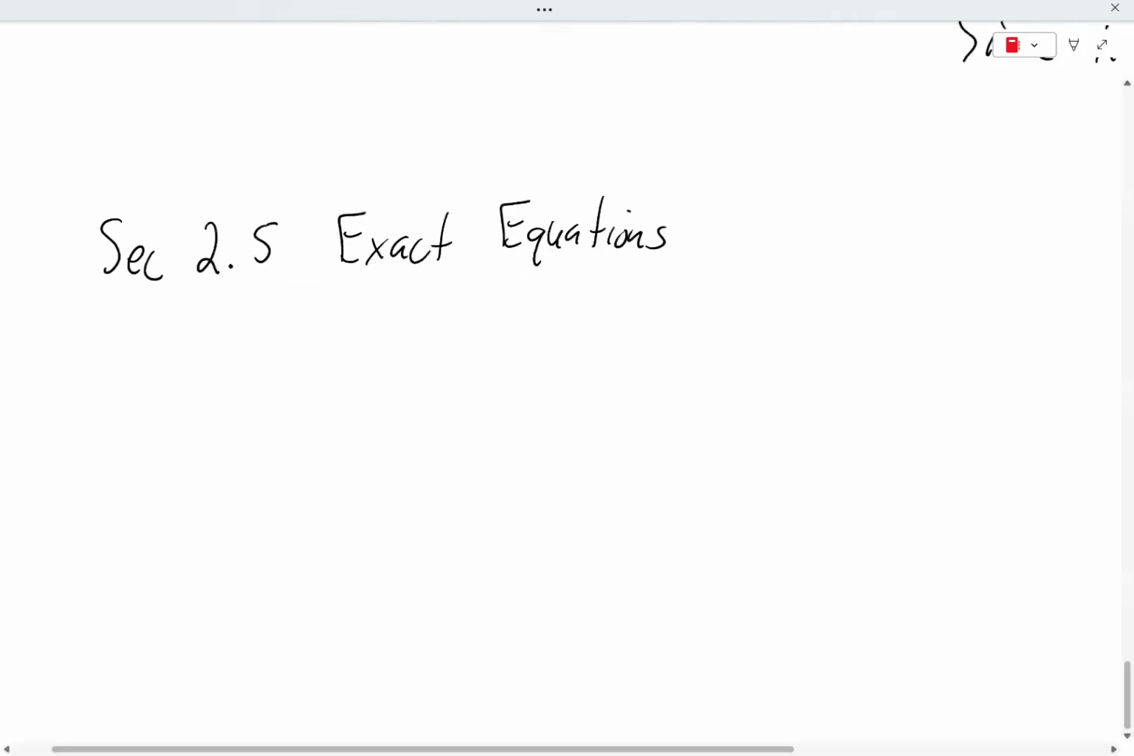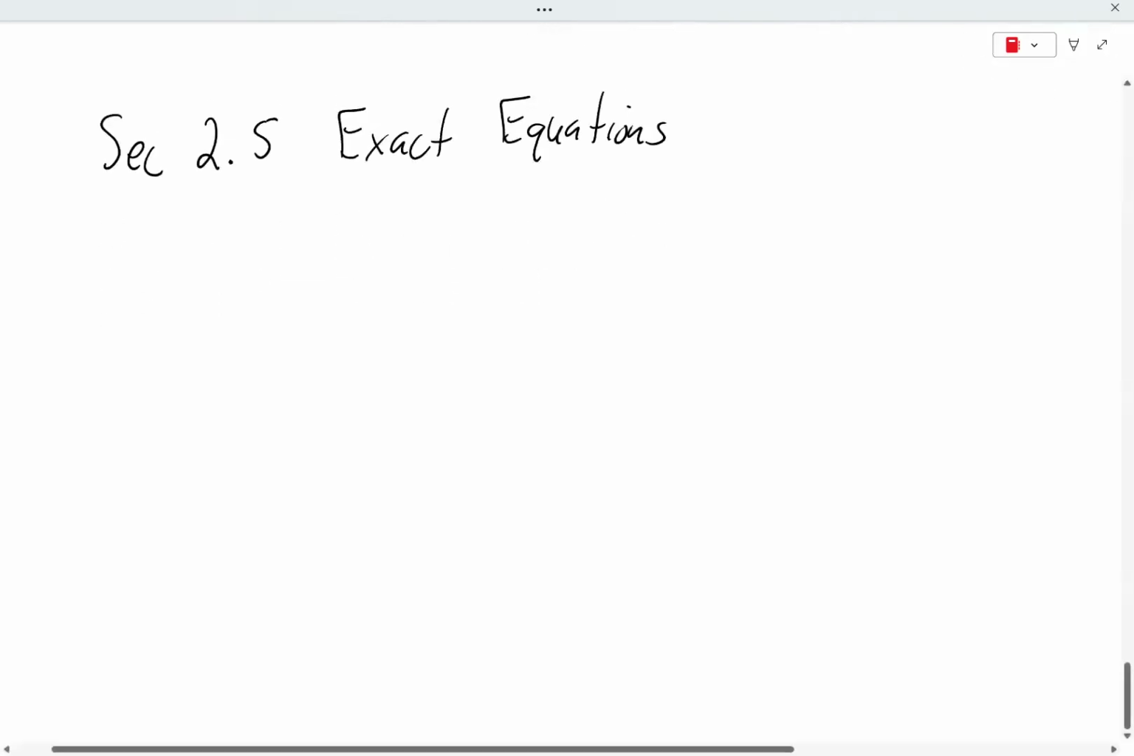Exact equations here. Okay. And by the way, I'm thinking the test next Thursday, I'll get more information about it. I'm thinking it's probably going to go through what we just did, the homogeneous equations, what we just did a minute ago. I'm thinking that's probably what the test will go through next Thursday.